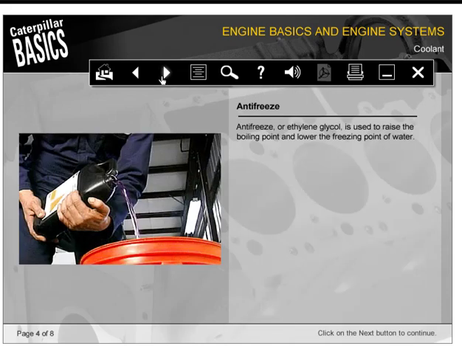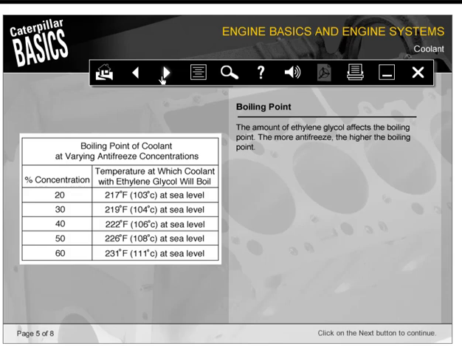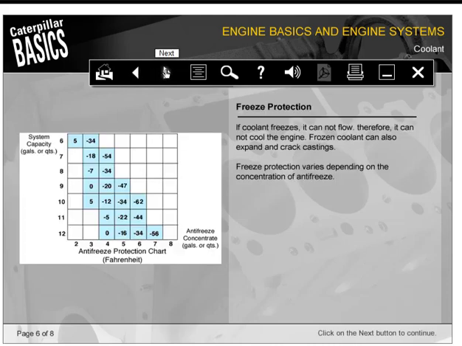Antifreeze, or ethylene glycol, is used to raise the boiling point and lower the freezing point of water. The amount of ethylene glycol affects the boiling point. The more antifreeze, the higher the boiling point. If coolant freezes, it cannot flow, therefore it cannot cool the engine. Frozen coolant can also expand and crack castings. Freeze protection varies depending on the concentration of antifreeze.